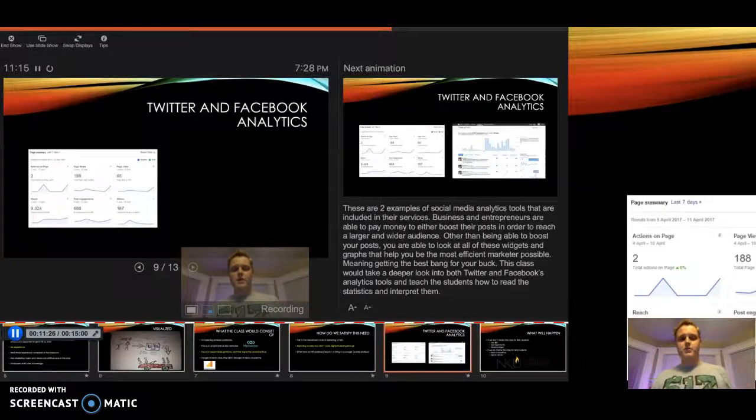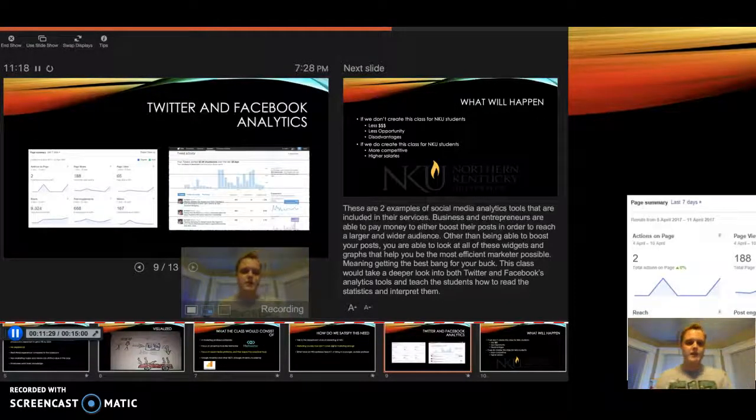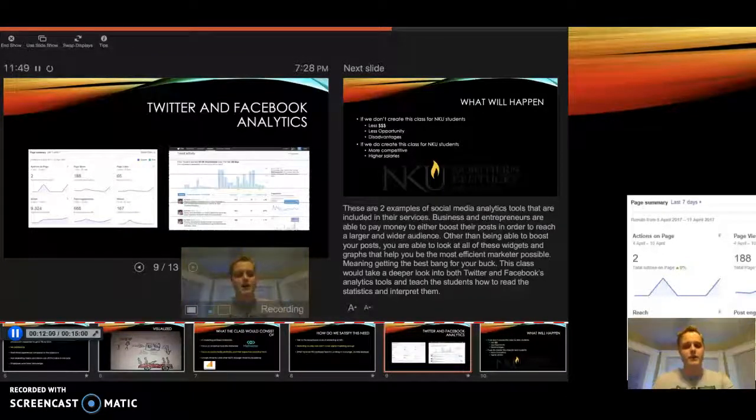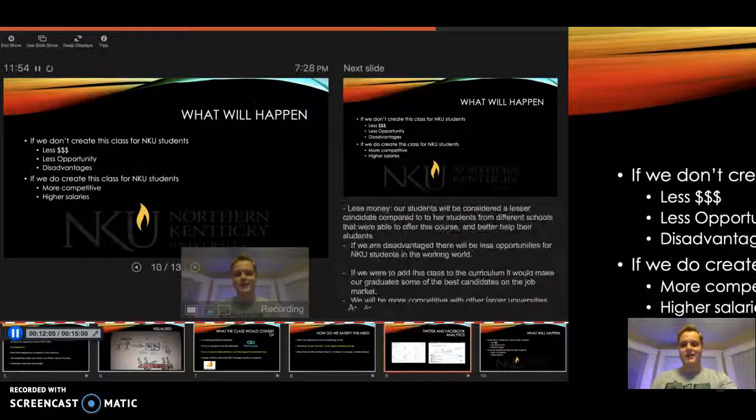So right here, these are just a couple examples of things that we would discuss in the class. On the left is Facebook analytics, and then on the right is Twitter analytics. And these are both really important tools to understand social media and especially these platforms because businesses and entrepreneurs alike have a real easy opportunity to boost their posts and not have to spend a lot of money. Well, with social media, there's not a lot of money that goes into it. It's mostly manpower, and the ROI can be excellent for a lot of these companies and these brands.